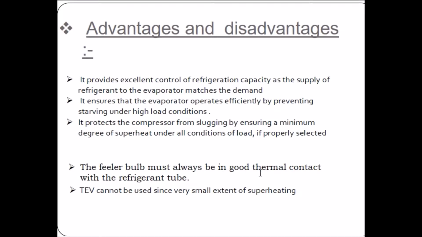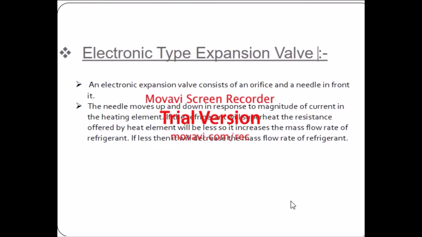So the next, the filler bulb must always be in good thermal contact with the refrigerant tube. This one, the disadvantages of the thermostatic valve. The thermostatic expansion valve cannot be used with a very small extent of superheating. So we need a higher superheat. Now we go to the next type of expansion valve. We go to the electronic type.